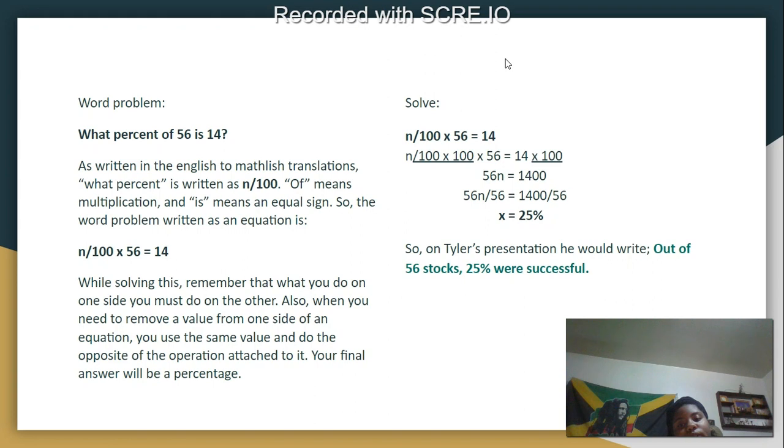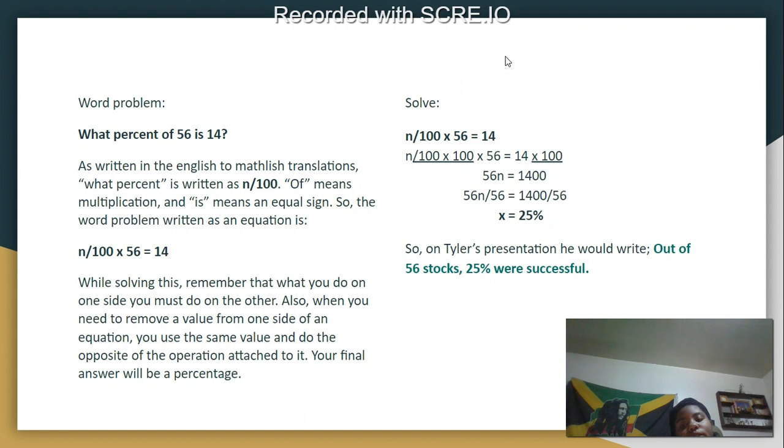As written in the English to math translation, what percent of what percent is written as n over 100? Of means multiplication, and is means an equal sign. So the word problem written as an equation would be n over 100 times 56 equals 14.